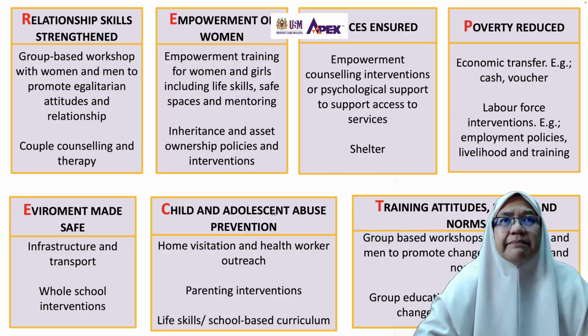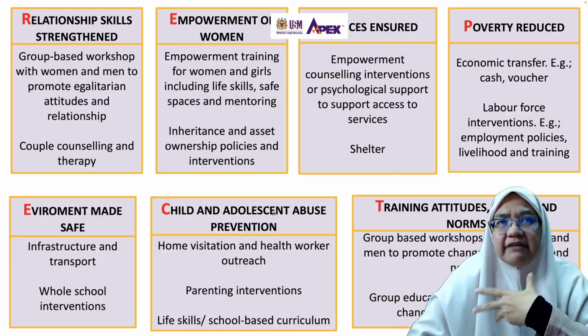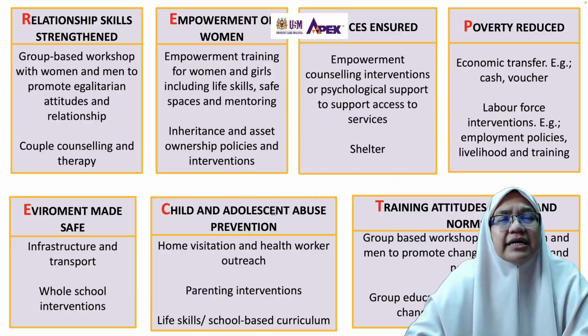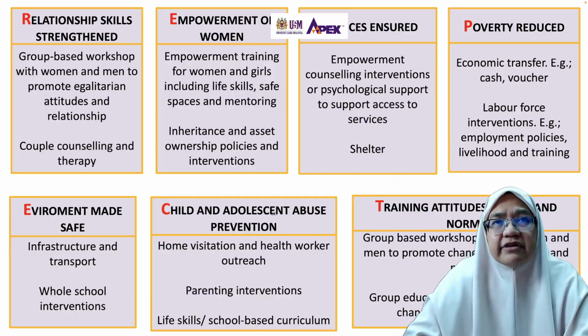Empower: training of women and girls, including life skills, safe space, and mentoring. Services ensured: empowerment, counseling, intervention, and a shelter, a temporary place where they can feel safe as well. Poverty reduced, as I mentioned earlier: economic transfer, cash or vouchers they can use to survive. Environment made safe: infrastructure and transport, so it is safe for the kids to go back to school and they are protected.